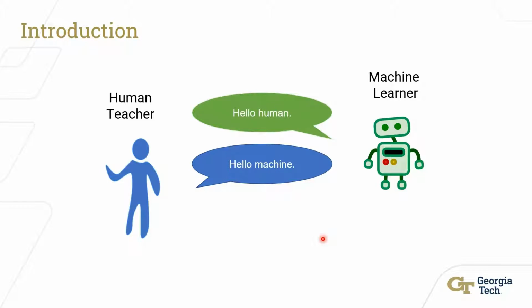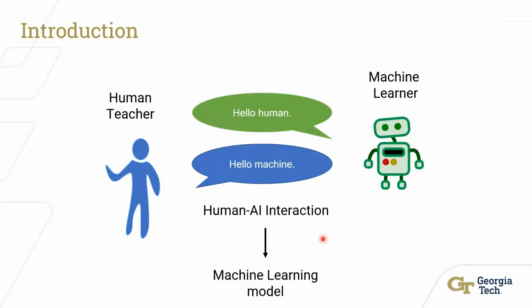Before we dive into interaction design for machine teaching systems, I wish to define the scope of machine teaching and discuss an example to motivate our work. We define machine teaching as the process of a human teacher teaching a machine learner with the goal of producing a machine learning model. This human-AI interaction is designed with two main goals. First is maximizing teachers' efficiency, and second is maximizing learners' performance.